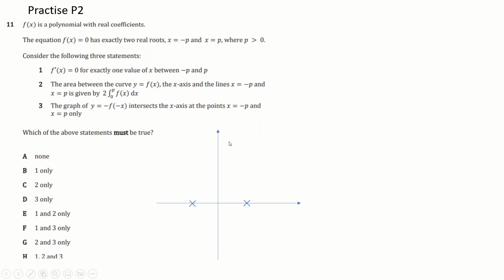And the graph that they want you to picture in your mind is this one, which is probably the one that we all thought of immediately. And of course, if you picture this graph in your mind, this first statement, f dashed of x equals 0, so that has one value. That just means a turning point, doesn't it? F dash is 0 as a turning point for one value. Well, yeah, this graph has a turning point in one place.